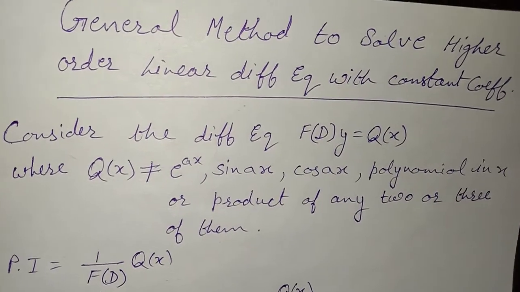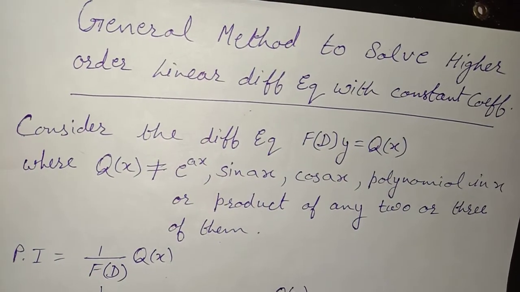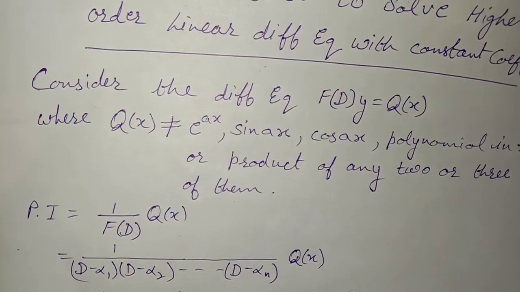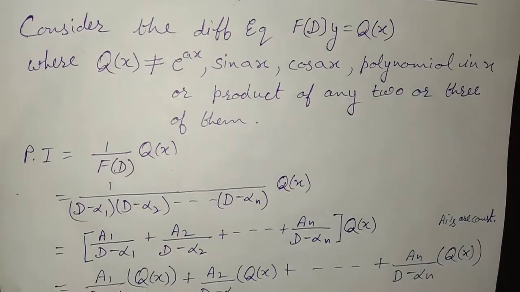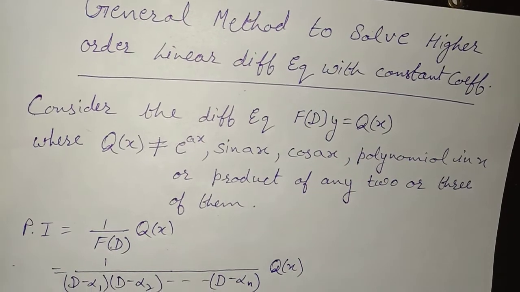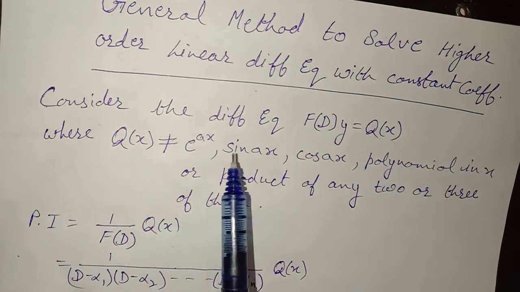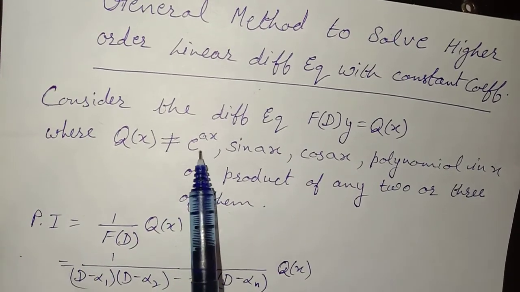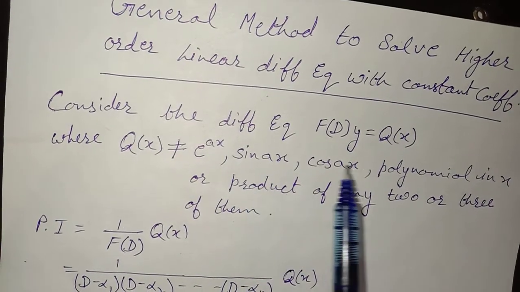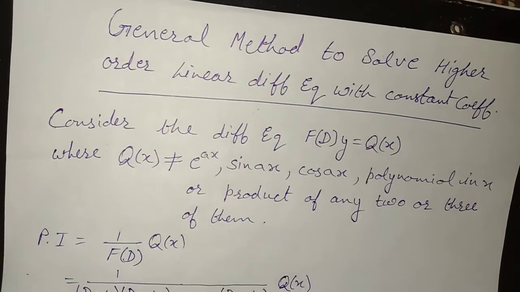So if the right hand side function Q(x) is not of this type, then how to find the particular integral? So let's see. That's why this is called the general method. This is applicable for all types of function Q(x). So let's start. Consider the differential equation f(D)y = Q(x), where Q(x) is not an exponential function. It is not a function of the type sin ax, cos ax, polynomial in x, or a product of any two or three of them.